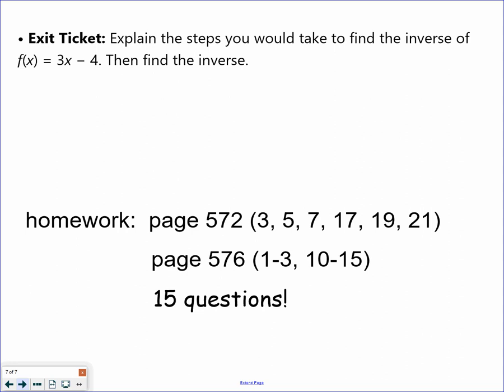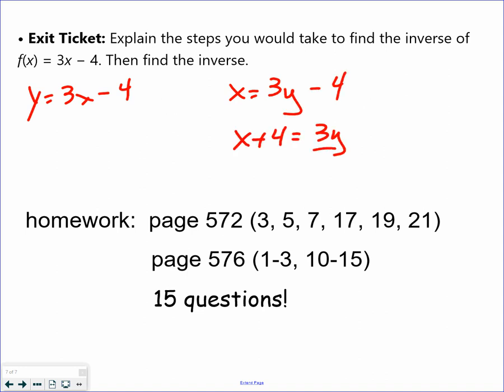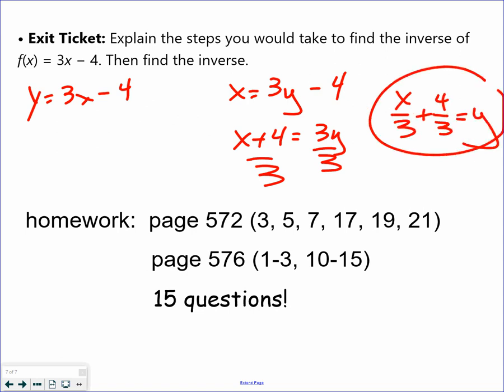Now, explain the steps you would take to do the inverse. You're going to take the original equation, you're going to switch the x and the y, and you're going to solve it for y. So x over 3 plus 4/3 equals y. So the original and the inverse.